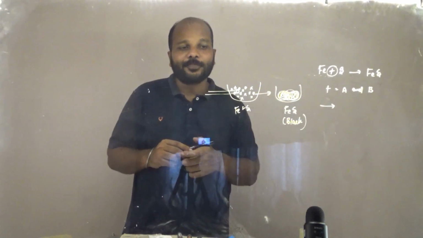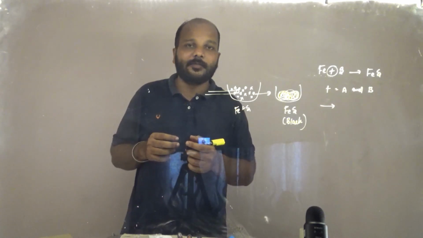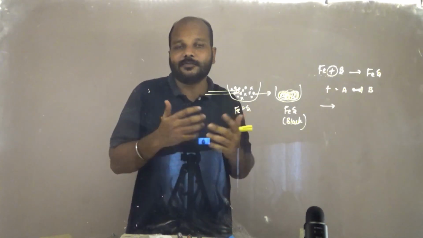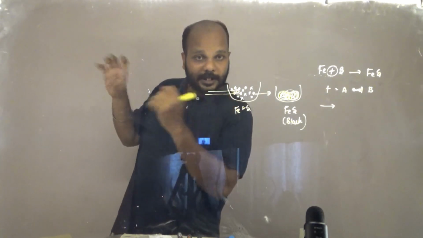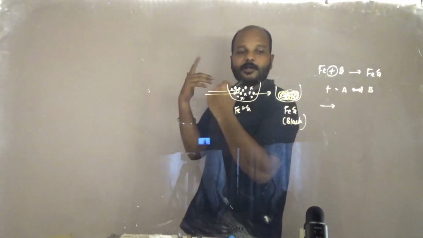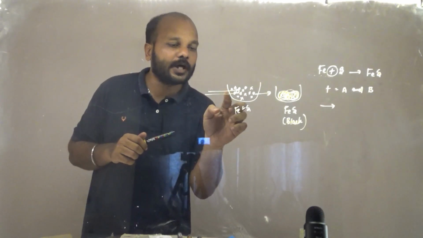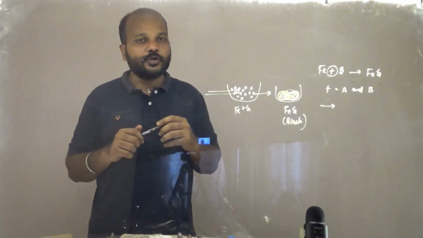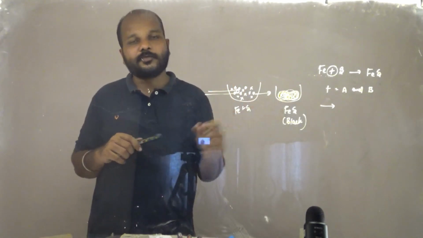Whenever a reaction is happening, it will either be absorbing energy or releasing energy. If it is absorbing energy, we can say it is an endothermic reaction. If it is releasing energy, we can say it is an exothermic reaction. Exo means giving out, endo means taking inside. So here, when I put this iron rod into the flame, I am supplying energy for this particular reaction.